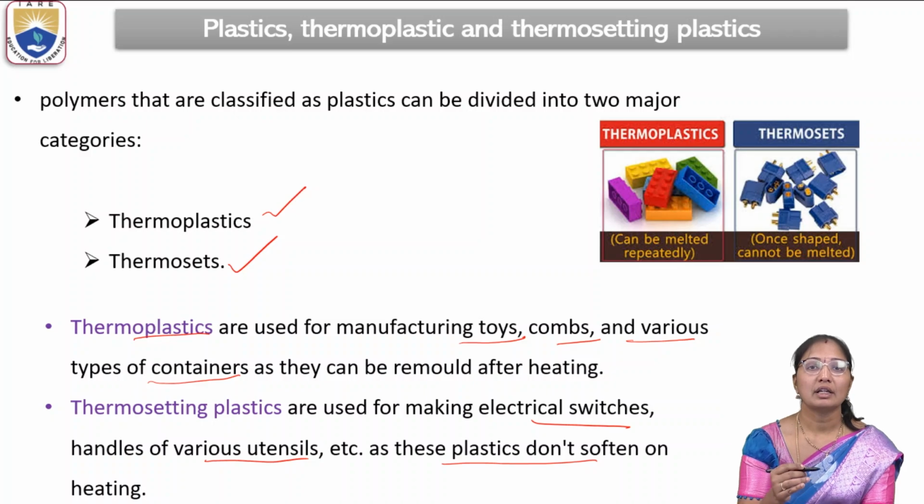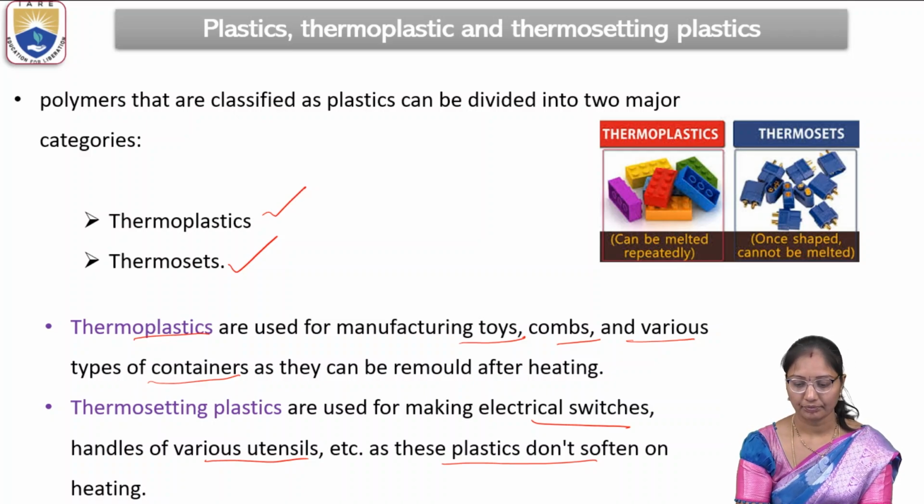even on heating. So thermoplastics can be melted repeatedly. Thermosets are used in electrical switches and handles of various utensils, and they cannot be remolded easily.